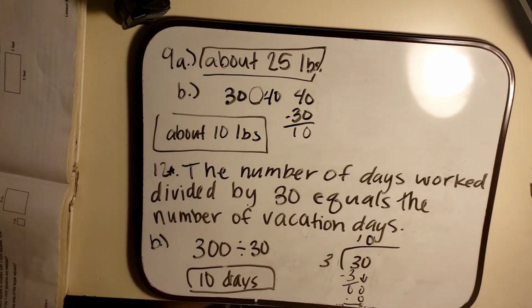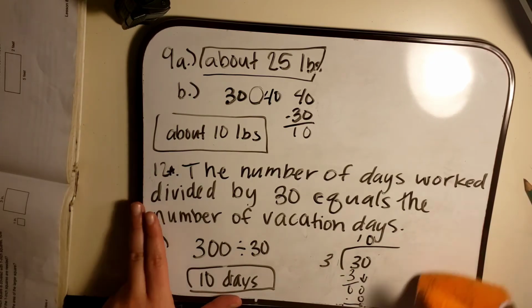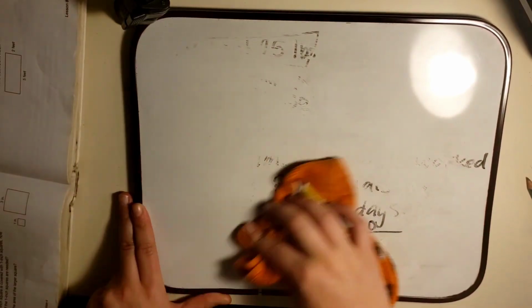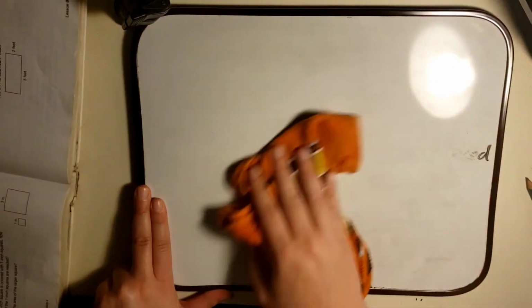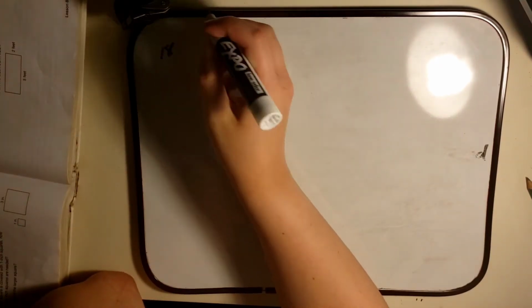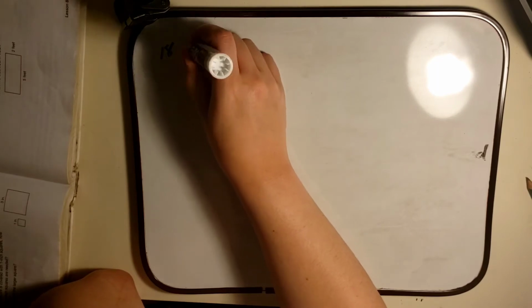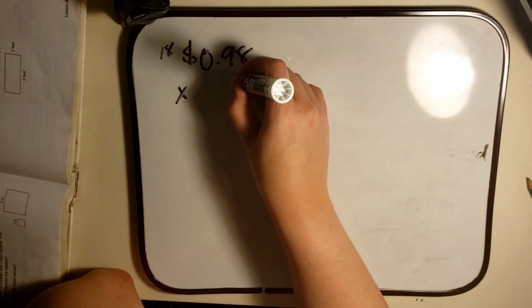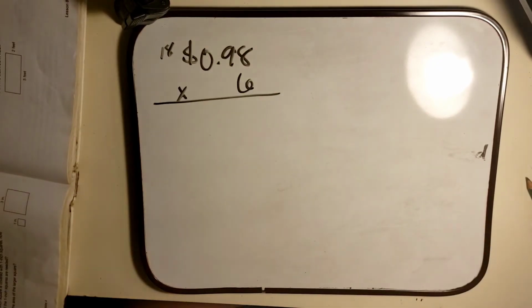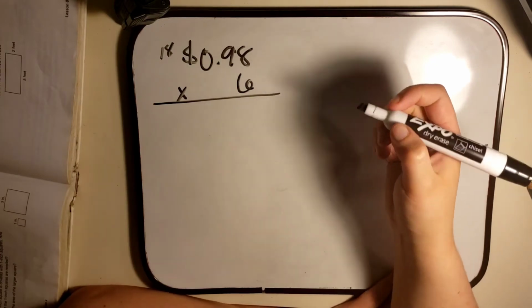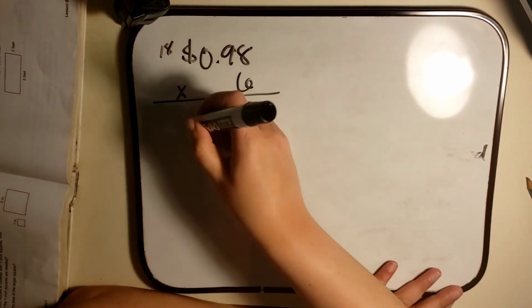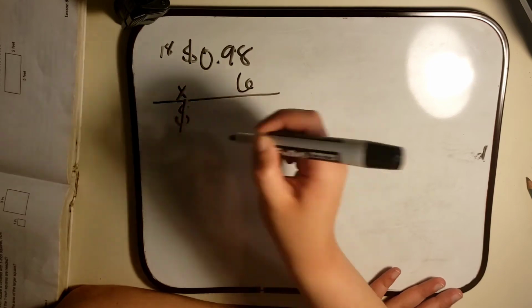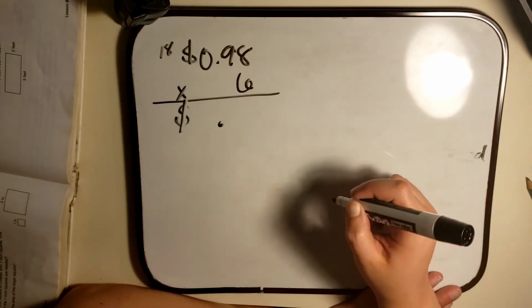Alrighty, here we go into our next one, which is number 18. Number 18 is multiplying money. We have $0.98 times 6. I know I haven't been doing it this way before, but I'm going to do it this way so it makes more sense for you guys for multiplying money. First we're going to bring down this dollar sign where it's at, and bring down that decimal point.